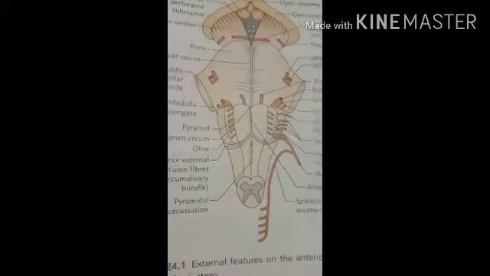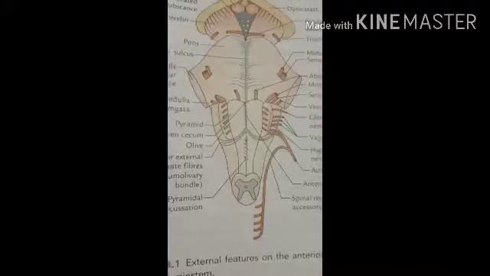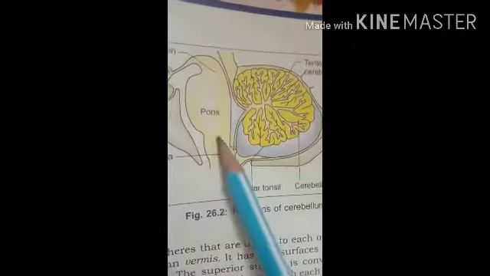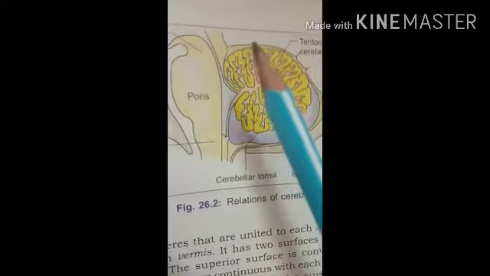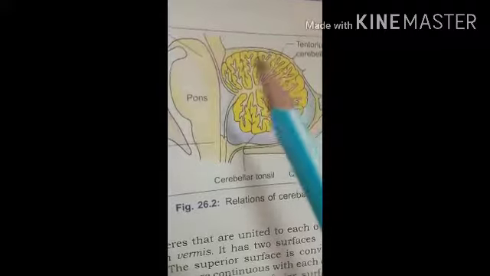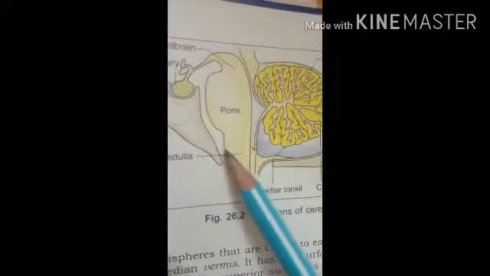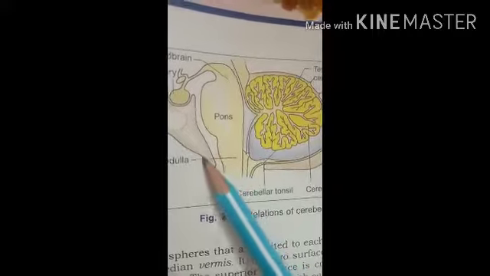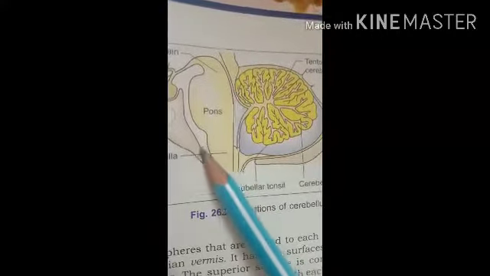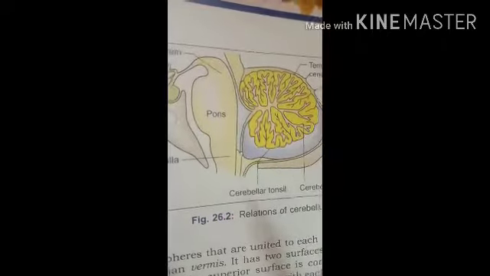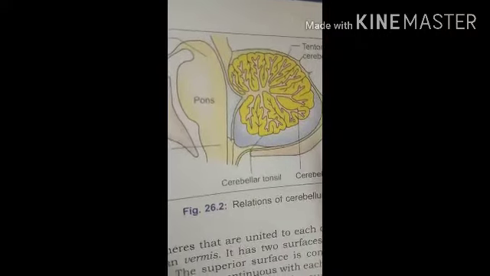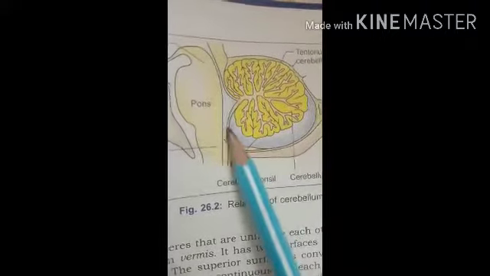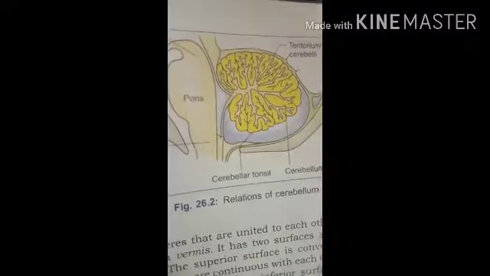After that we have to see the relations of the medulla oblongata. Anteriorly, the upper surface of the basilar part of the occipital bone and the upper part of the odontoid process. Here you can see the odontoid process is present. Then posteriorly, the notch between the hemispheres of the cerebellum. On the posterior side you can see the cerebellum is present, and here is the notch of the cerebellum.